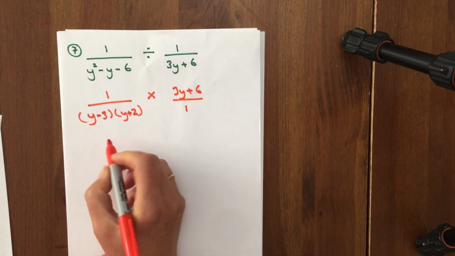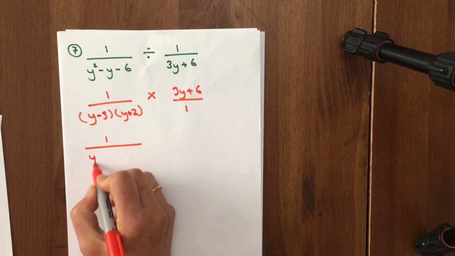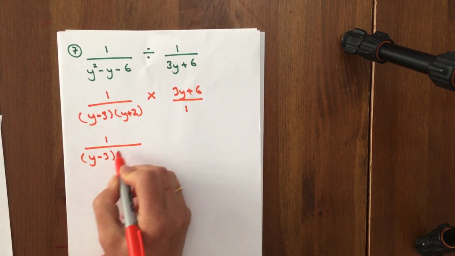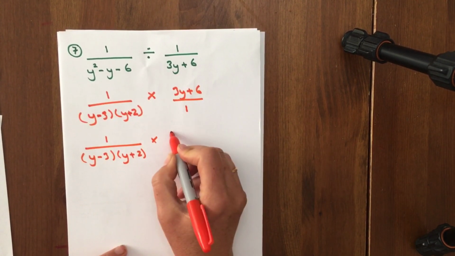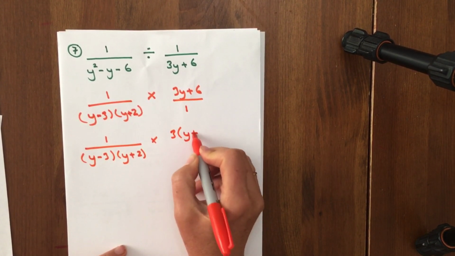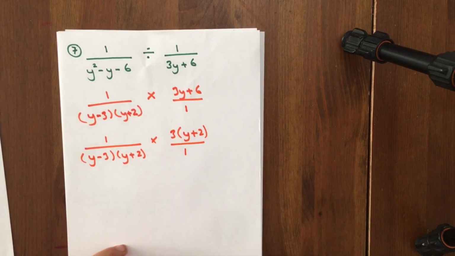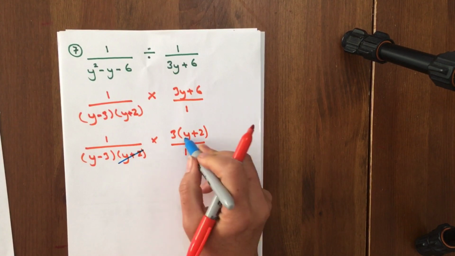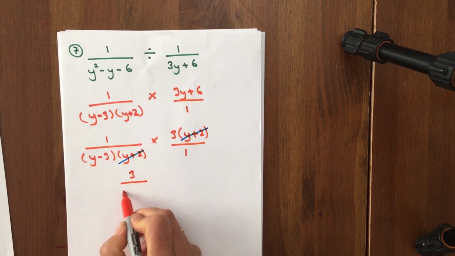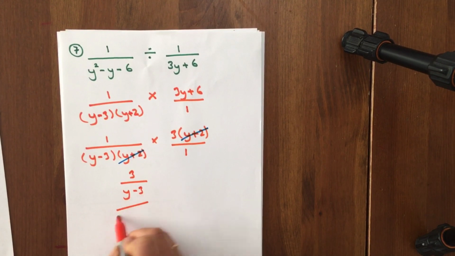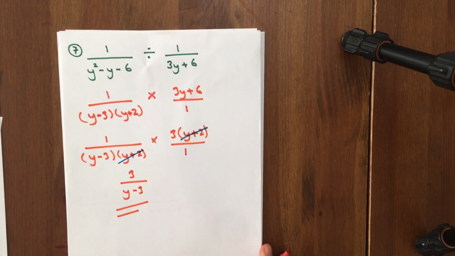Okay, still I can't see any cancelling, but if I just write this out again and I factorise everything that I've got, so if I factorise here, take out a factor of 3. Okay, now I can see what I can cancel. Y plus 2, y plus 2. And so I've got 3 over y minus 3 as my end answer.